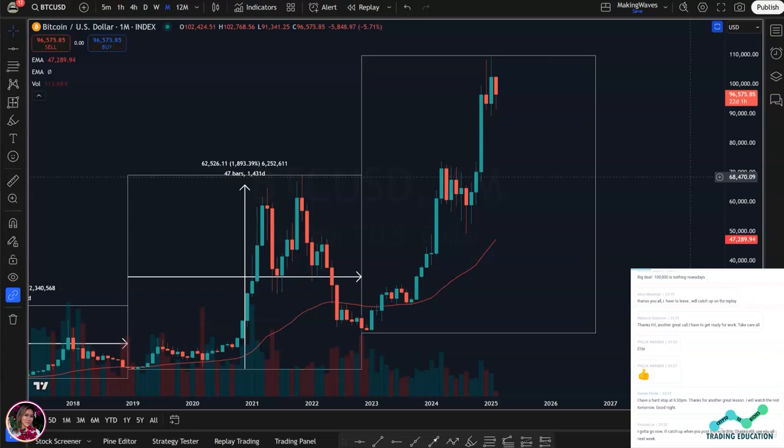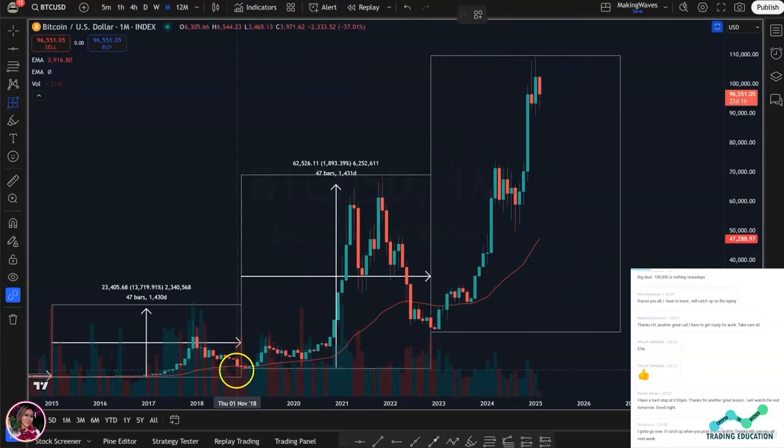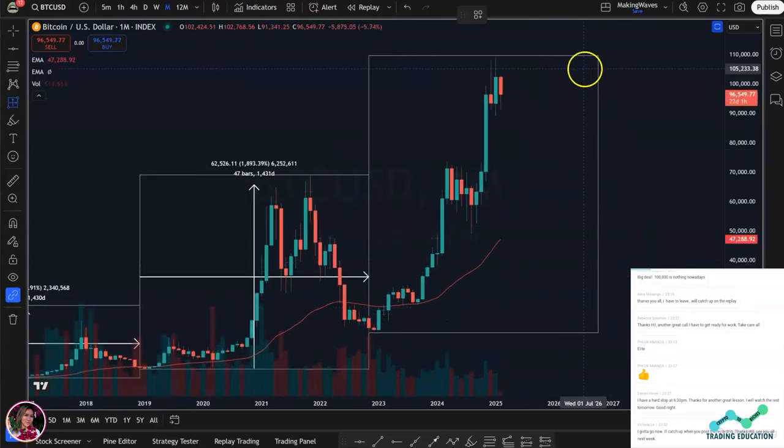If we say it's 4 years and we know it started November 2022, then 4 years could take us out to 2026. Okay, October 2026. So let me draw this on. And remember, this is low to low, not low to all-time high. It's low to low. That's what we've done. Low to low, low to low. So this includes the bear market, okay?